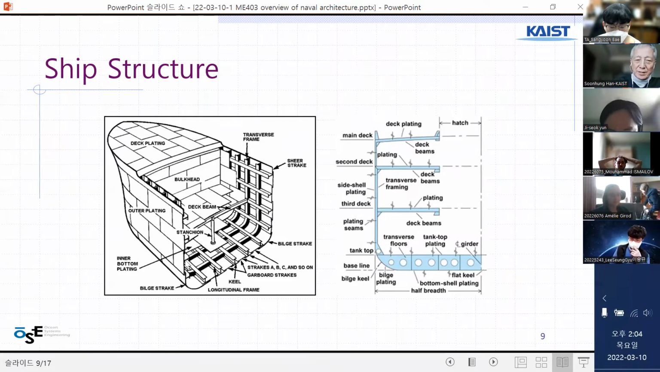And then each ship has many frames, which is very similar to the human body at the chest. There is a chest bone, and that is similar to this frame. Right? We call this a transverse frame. And also there are longitudinal frames too. There are more structures.